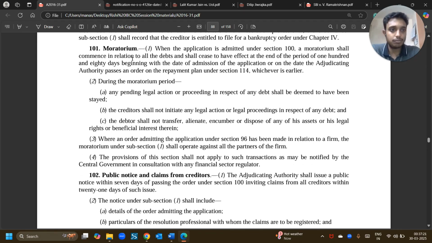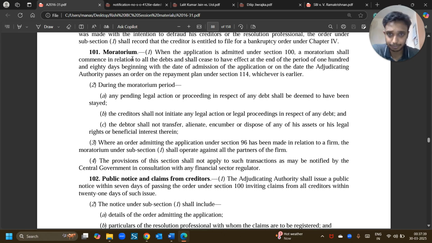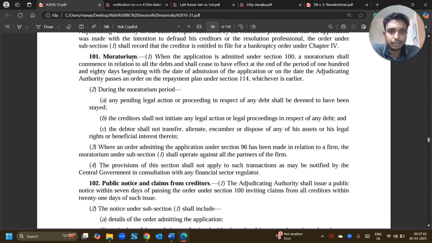Now section 101 deals with moratorium. So here again section 96, as we have seen, has also seen the judgments of the Honorable Supreme Court. The scope of 96 is quite limited. Now let us distinguish that from section 101, which is the moratorium that comes into place after the application has been admitted. When the application is admitted under section 100, a moratorium shall commence in relation to all the debts and shall cease to have effect at the end of the period of 180 days beginning with the date of admission of the application or on the date the adjudicating authority passes an order on the repayment plan under section 114, whichever is earlier.